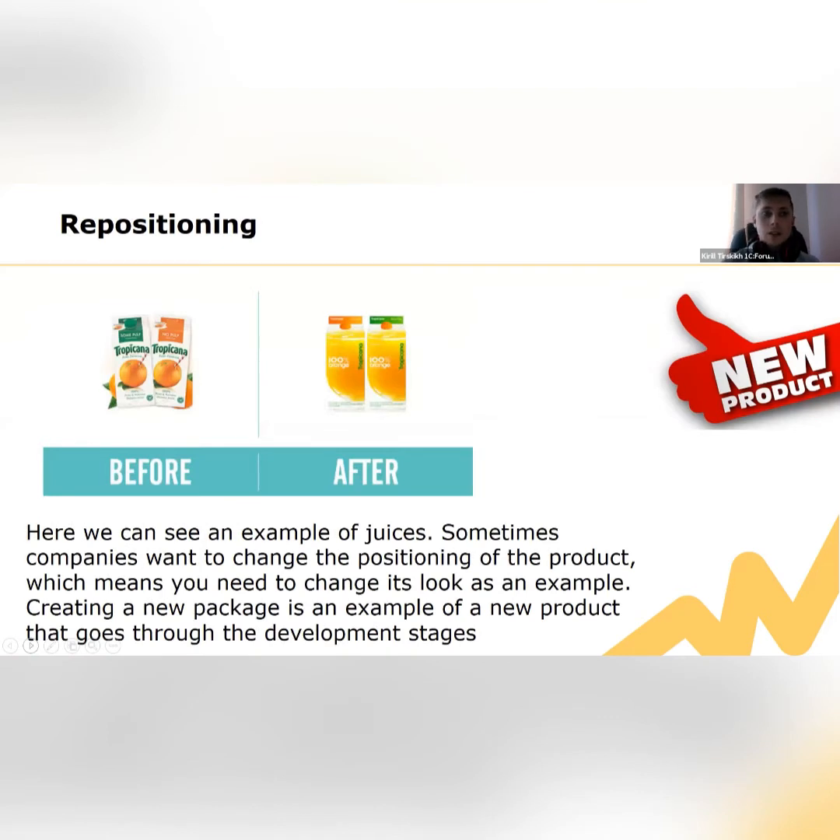The next is repositioning. Here we can see an example of juices. Sometimes companies want to change the positioning of the product, which means you need to change its look. As an example, creating a new package is an example of a new product that goes through the development stages.